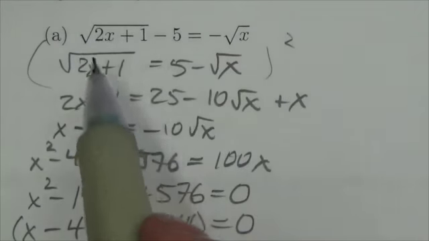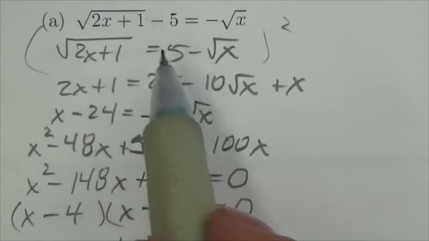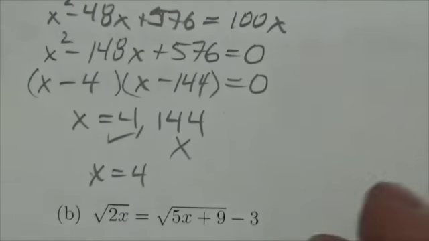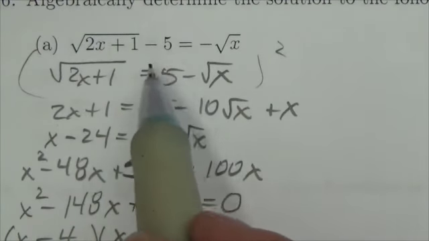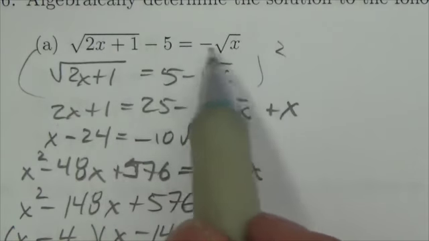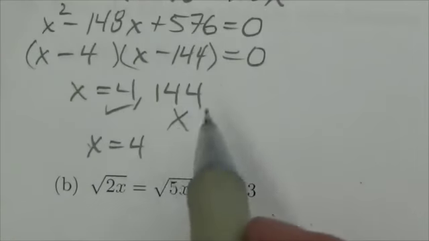But you can see this pretty quickly here. 2 times 144 plus 1. Okay, well, the square root here is going to be substantially larger than 5. And so subtracting 5 should not give me a negative value. So 144 just doesn't work.